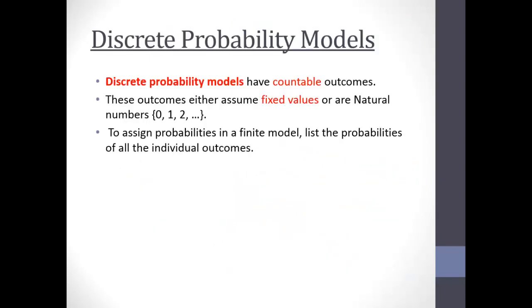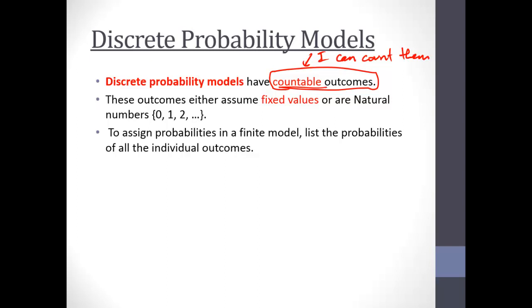So this leads us to think a little bit more about the types of probability models that we have. The first type is called a discrete probability model, and this has countable outcomes, which simply means that I can count them. If countable is a familiar word from higher level math classes, maybe this scares you, but don't worry about it too much.